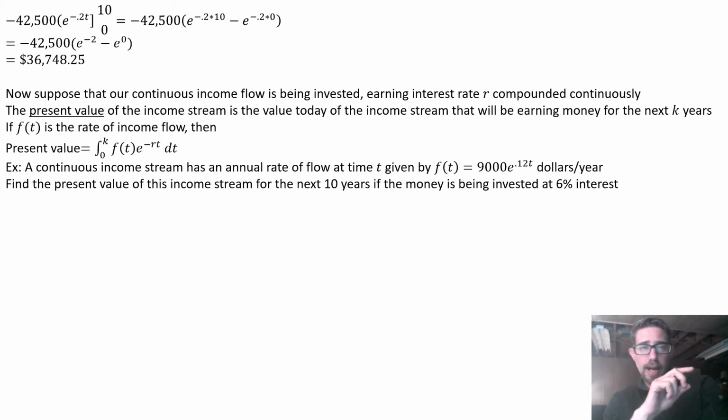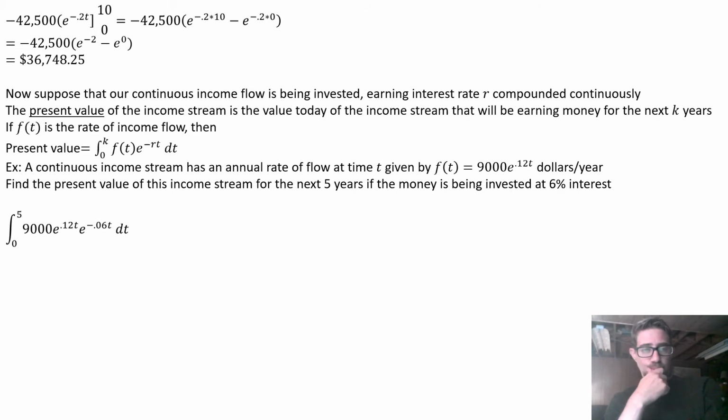We want to find the present value of this income stream for the next 10 years if we're investing money at 6% interest. So let's think about our integral before we set it up. It's going to be the integral from 0 to 10 of f of t, which is 9,000 times e to the 0.12t, and then times e to the negative rt. So it's going to be e to the, now remember, it's not going to be 6. You never do math with a percent. It's going to be e to the negative 0.06t. There it is.